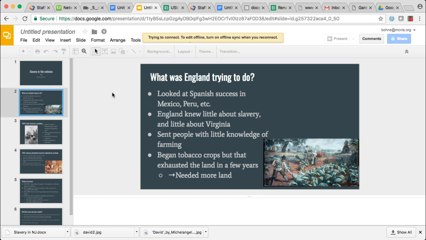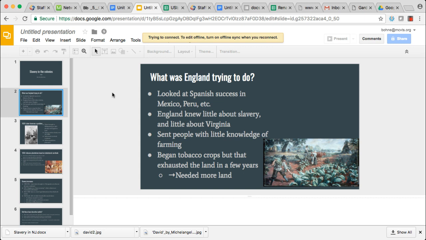Okay. The English sent to Jamestown people that had military backgrounds. Remember in that other video, we saw the chart of what jobs they had. And we said, what are gentlemen going to do? Why do they only have this many carpenters or this many farmers? They sent people who didn't really know how to become farmers.